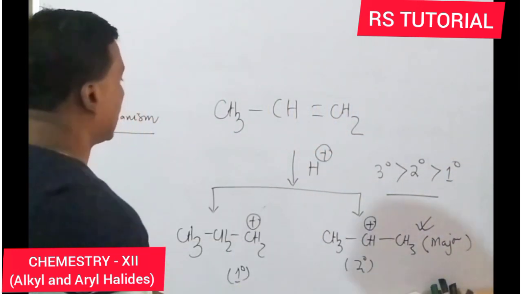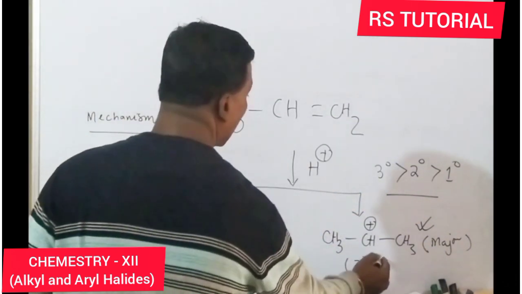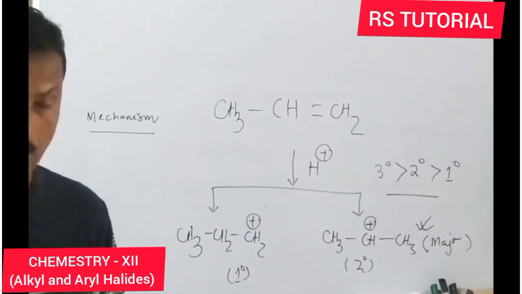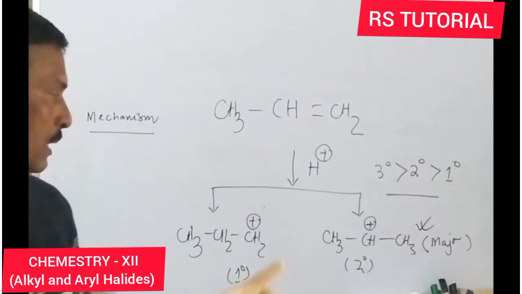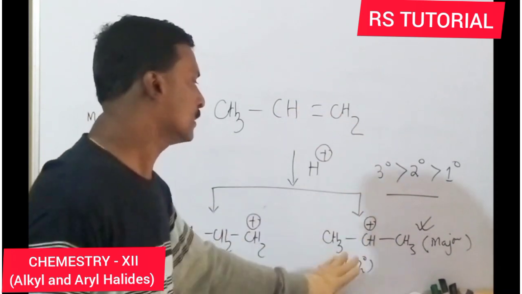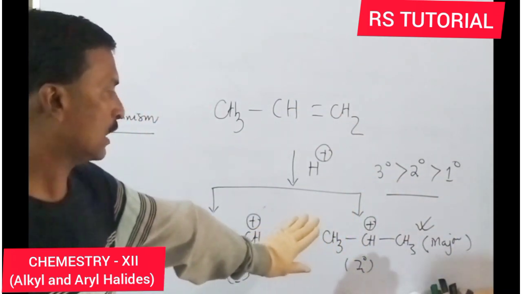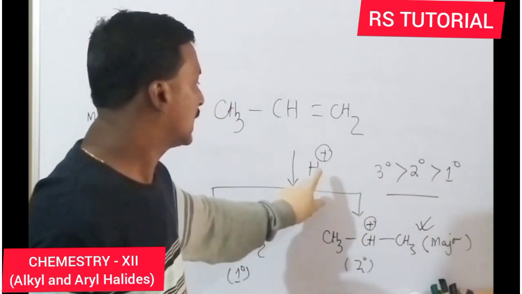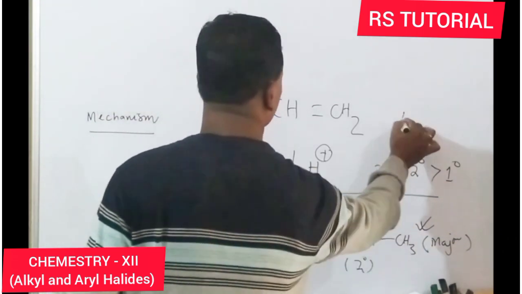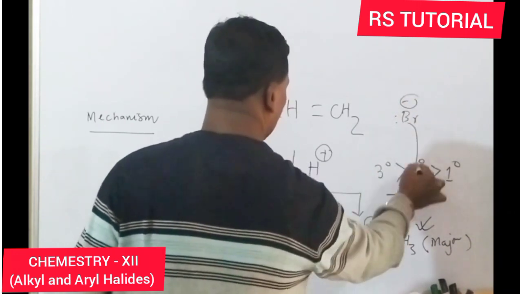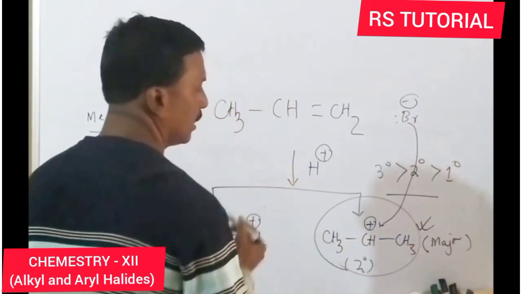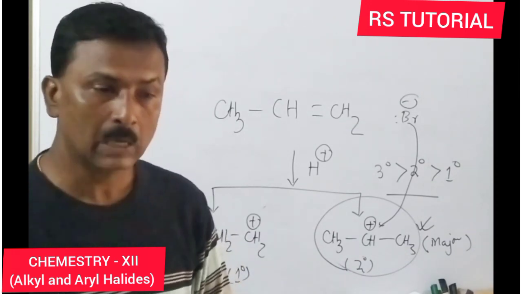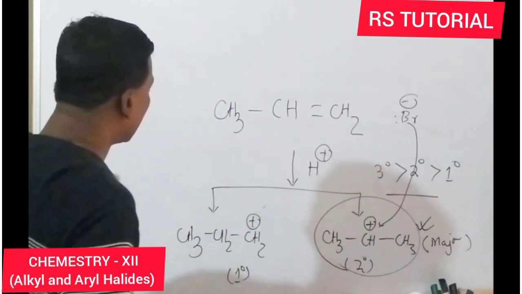Now, the negative part Br minus will attach to this carbon and you are getting the product. All of you clear? I think all of you understood this mechanism. Now this positive part, its negative part is there, Br minus. That will attack this carbon and you get 2-bromopropane as the major product. Okay, this is the mechanism.